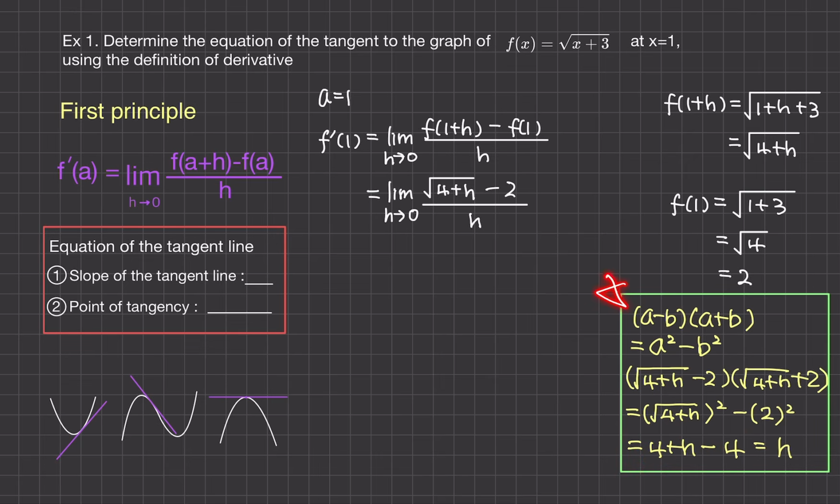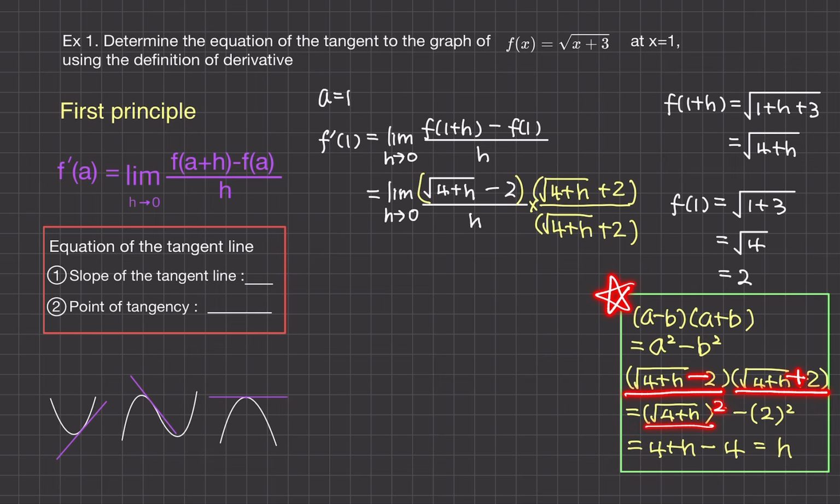Let's apply the same idea to our limit expression. To rationalize the numerator, we need to multiply the conjugate to the numerator and denominator. So, we just multiply square root 4 plus h plus 2 to the top and multiply the same thing to the bottom. As you can see in the green box, square root 4 plus h minus 2 times square root 4 plus h plus 2 is equal to just h.